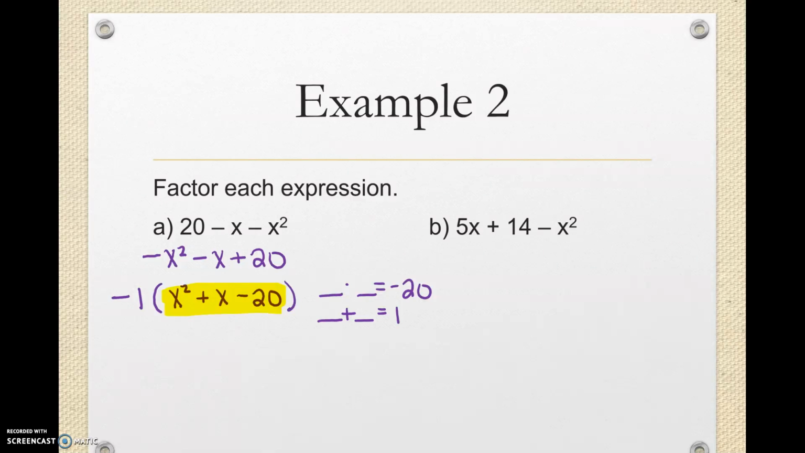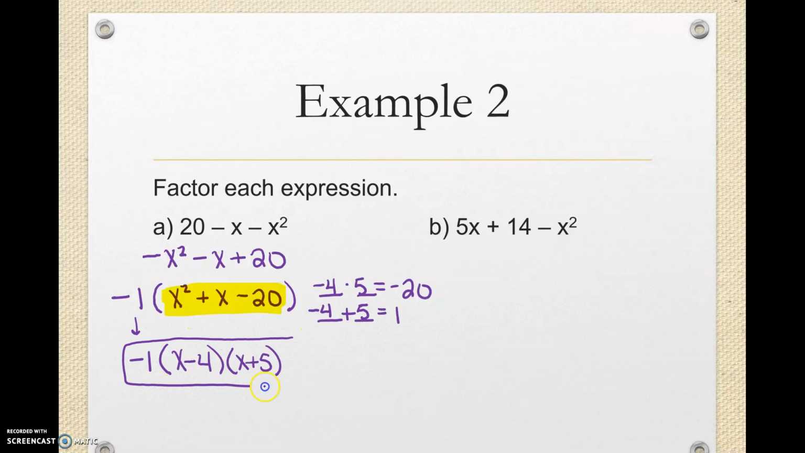4 and 5. I had to think about it for a second. And if we're trying to get a positive 1, the bigger number needs to be positive, so it must be a negative 4. Negative 4 times 5 is negative 20. Negative 4 plus 5 is positive 1. So the parentheses become x minus 4, x plus 5. Don't forget that negative 1 that we pulled out in the first step. There we go.